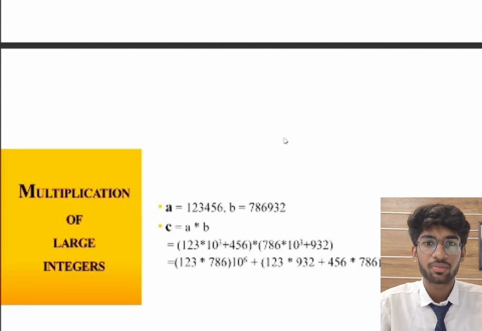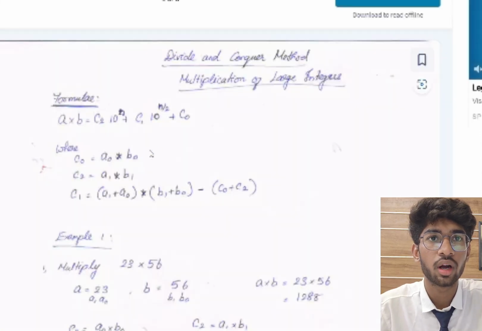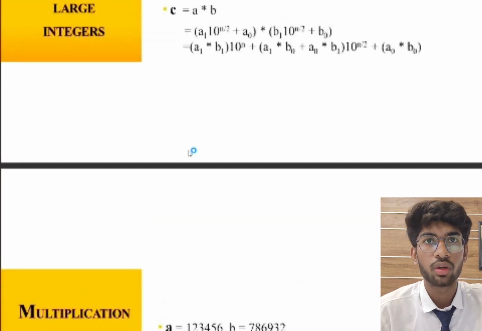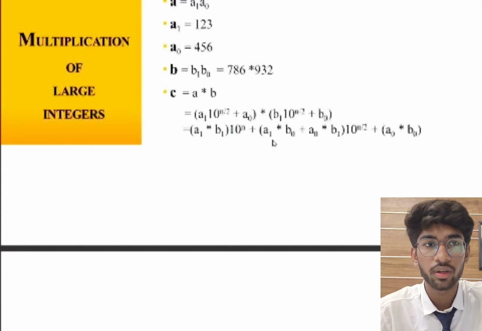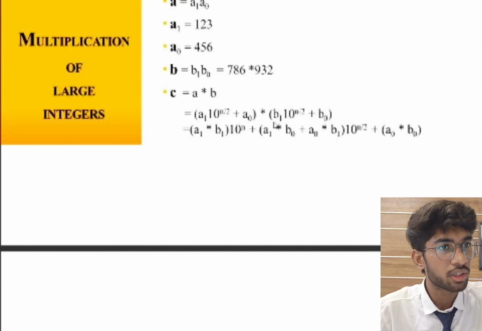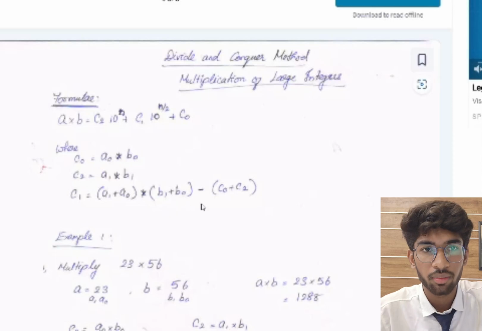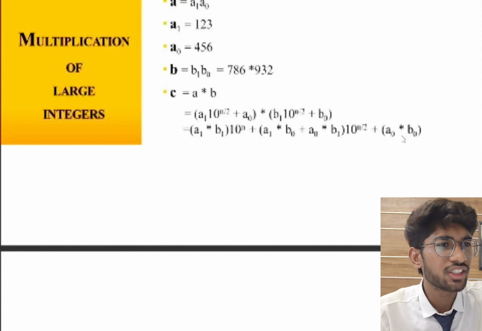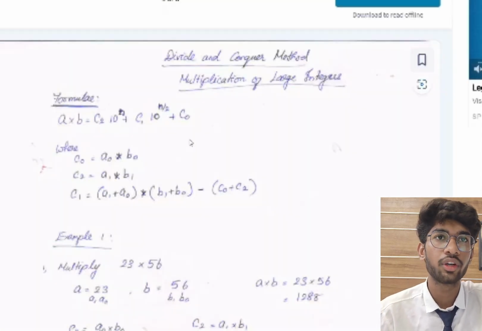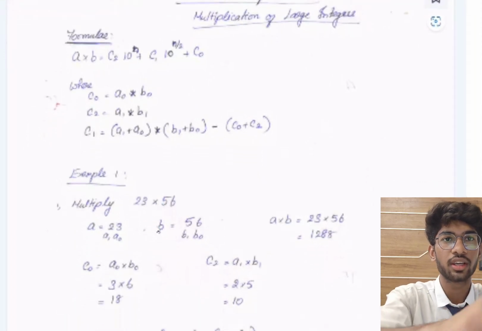Let's see an easy example just to understand this concept. We have another formula for this too. Here we have a1 into b1, which we take as c2. Then a1 into b0 plus a0 into b1, if we solve this, we get a1 plus a0 into b1 plus b0 minus c0 plus c2, which we call c1. And a0 into b0 equals c0. We took these just to shorten the equation. So let's see an example.